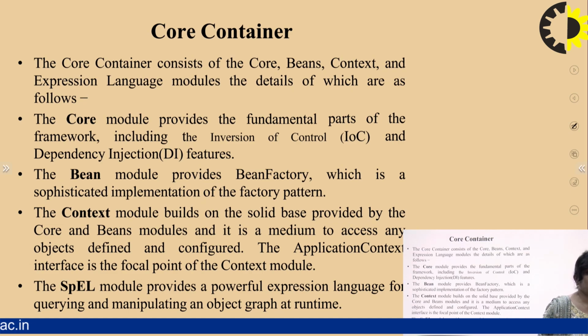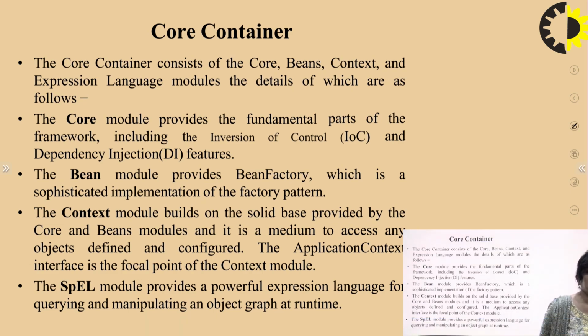First we have the core container. The core container consists of the core, beans, context, and expression language modules, the details of which are given below. The core module provides the fundamental part of the framework, including the inversion of control and dependency injection features. And the bean module provides BeanFactory, which is a sophisticated implementation of the factory pattern.